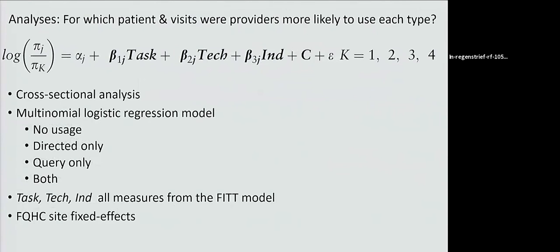All right. For our next analysis, we were interested in which patient and provider, or patient and visit types, were more likely to have each type of exchange. So instead of just having query-based as our outcome, we take query and directed and combine them into a multinomial logistic regression with a categorical outcome. Again, it's cross-sectional, but with no usage as the reference, did they use directed only, queried only, or both? And we're going to control for everything we can with fixed effects as well.